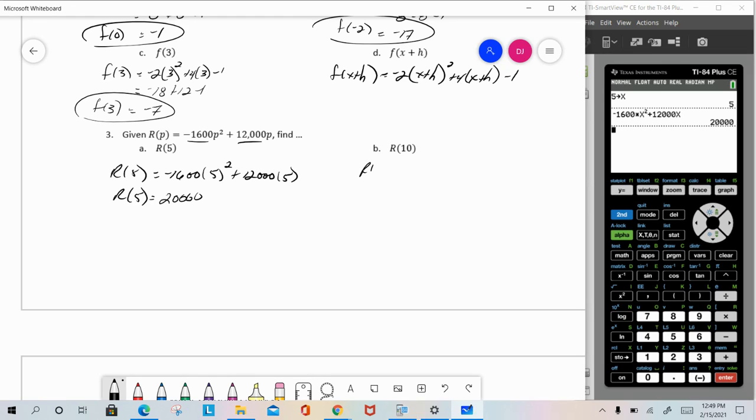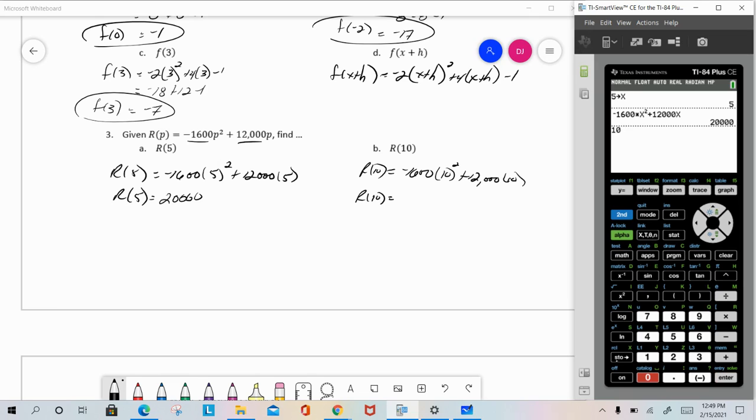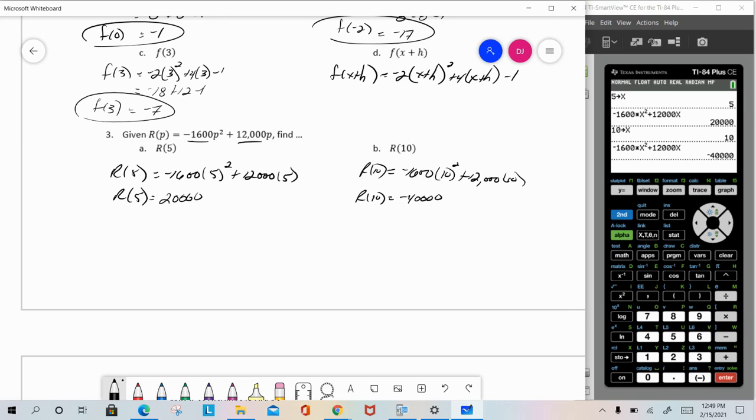So R of 10, we know is negative 1600 times 10 squared plus 12,000 times 10. But again, with the calculator, since I've got it set up, I can now store 10 as x. Go back, grab that command, and re-enter that. And that would be negative 40,000. Okay, so that's how to do these algebraically as well as electronically using the graphing calculator.